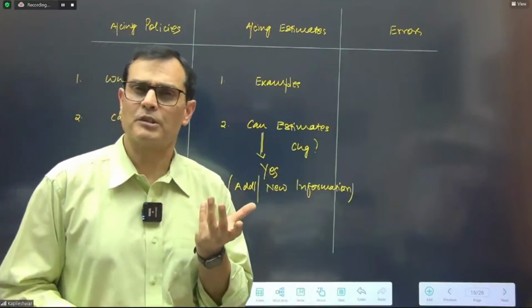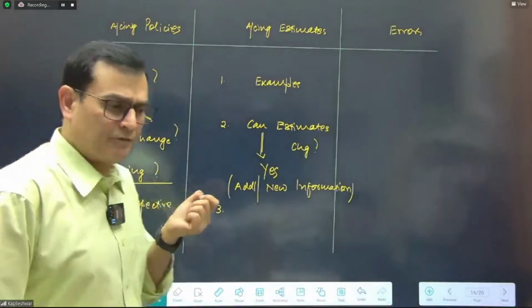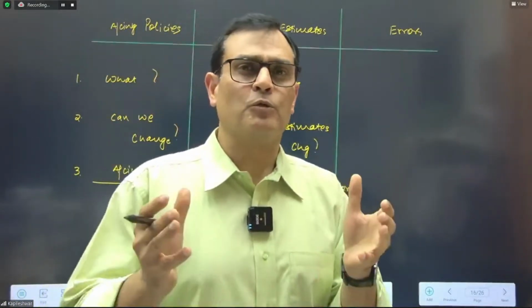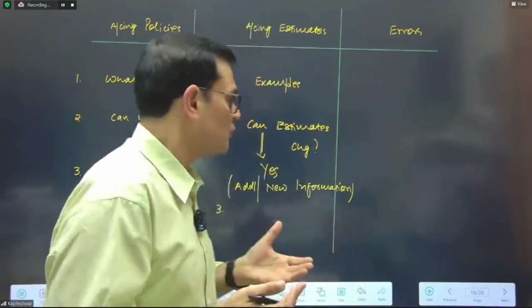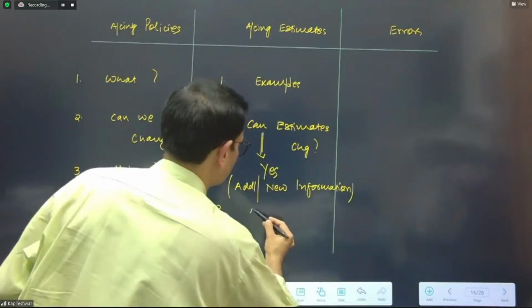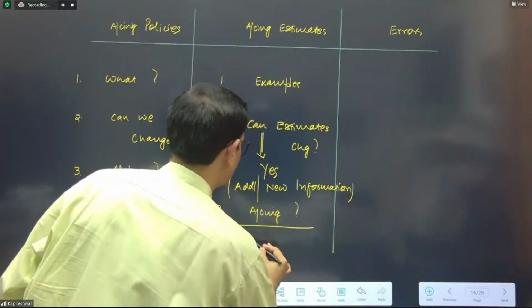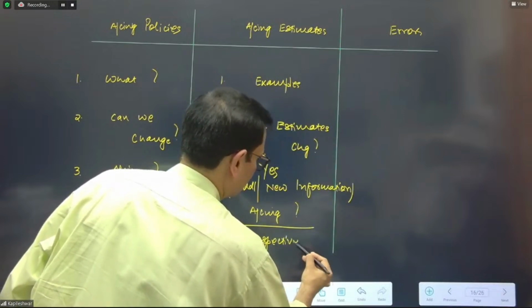So the question that comes to mind is the third question: if there is a change in estimations, how would you account for it? Are you going to do it retrospectively or are you going to do it prospectively? In this case, the accounting is going to be prospective. In this case, the accounting is going to be on a prospective basis.